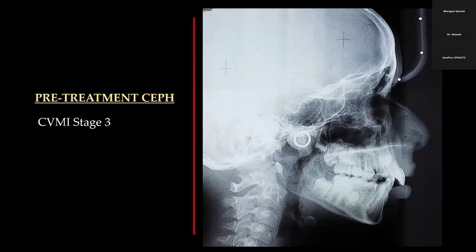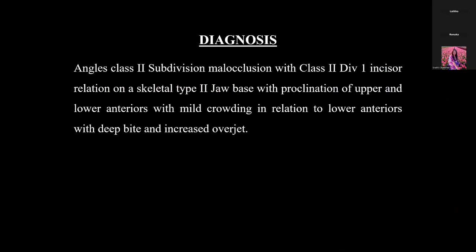Here the patient is CVMI stage 3, and the final diagnosis is Angle's class 2 subdivision malocclusion with Angle's class 2 div 1 incisor relation with a skeletal type 2 jaw base. You have a type 2B jaw base with proclination of the upper and lower anteriors with mild crowding in relation to the upper. Lower anteriors, there is a moderate amount of crowding with the deep bite and increased overjet that is present there.